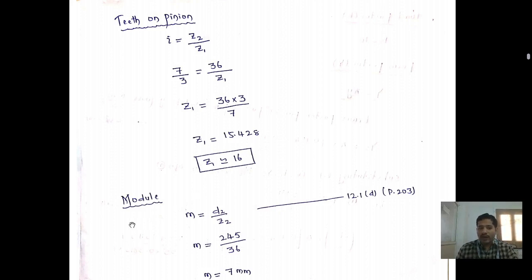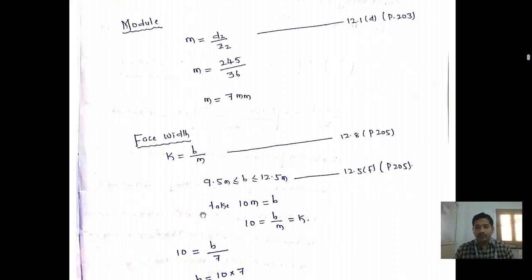After that, we need to find out the value of module m is equal to d2 by z2. So m is equal to d2, which we already found, 245 by z2, which is 36. If you divide 245 by 36, then you will get the value of module as 7 mm. After finding the value of module 7 mm, we need to find out the value of face width, k is equal to b by m.